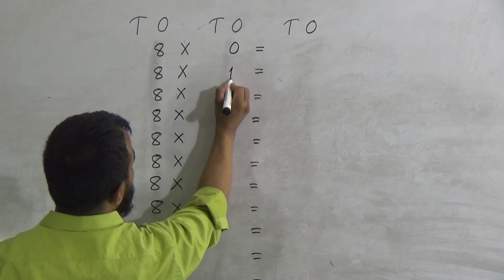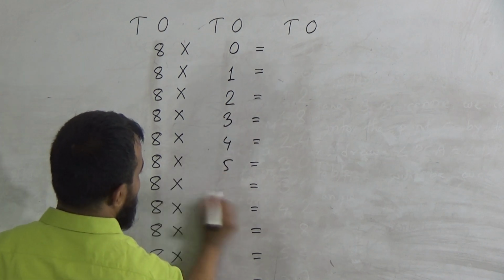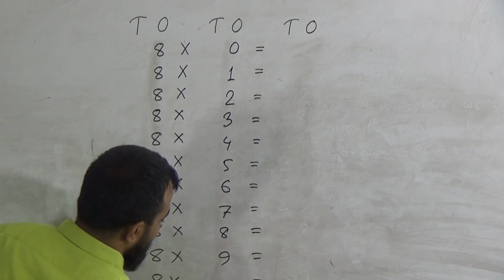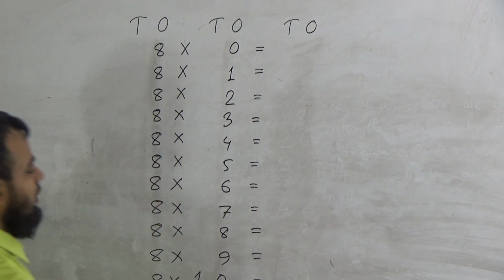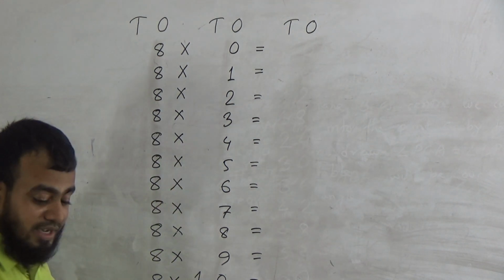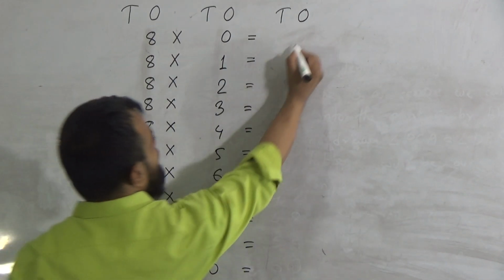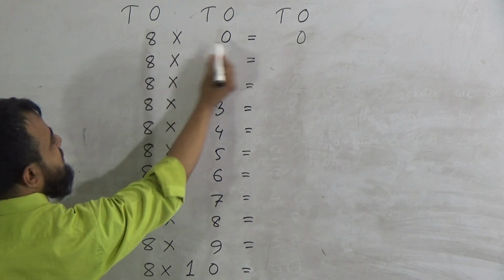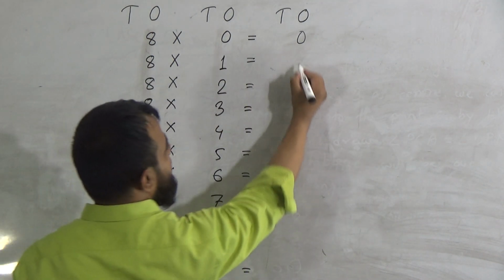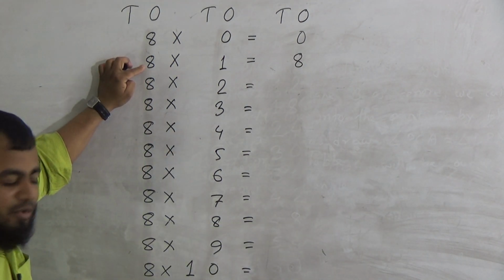0 in the ones place, 1, 2, 3, 4, 5, 6, 7, 8, 9 and 10. Now we will write down the multiplication result. So it will make the times table of 8. Now 8 zeros are how much? 8 zeros are 0, because when we multiply any number with 0, we will get 0 again. Now 8 ones are how much? 8 ones are 8, because when we multiply any number by 1, we will get that number back again.